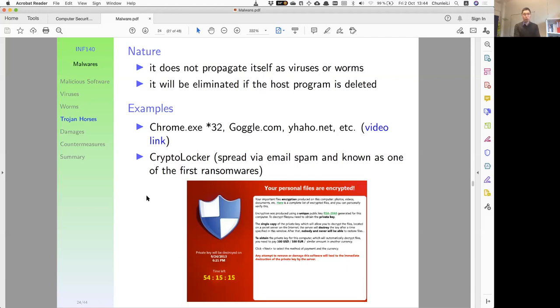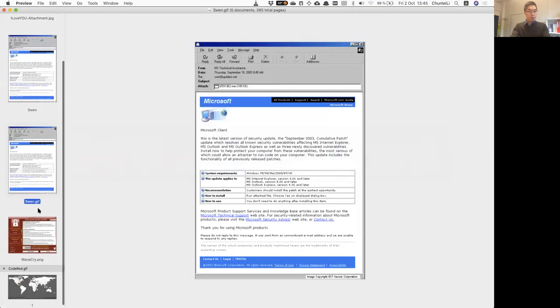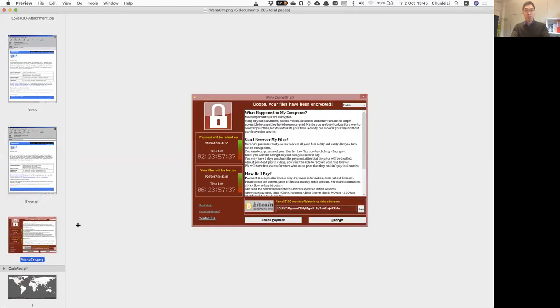And this CryptLocker, this Trojan horse, encrypts some of these files and asks the user to pay the ransom before they can get the decryption key. So this is the screenshot of the CryptLocker. I think I have a larger one. This is WannaCry, and this is WannaCry.